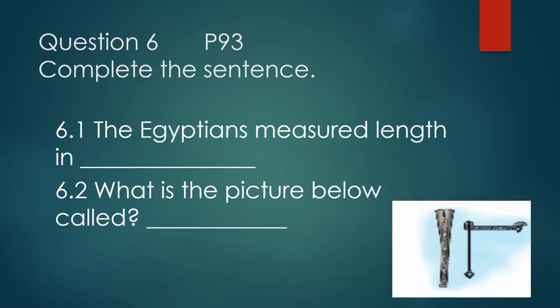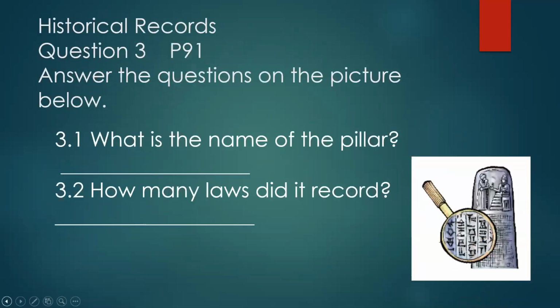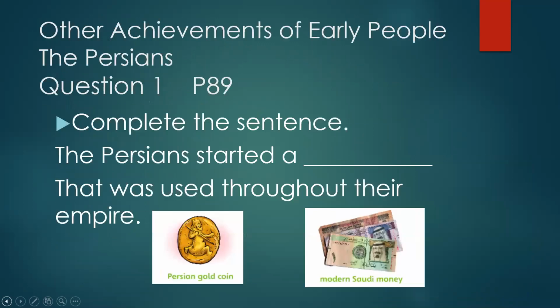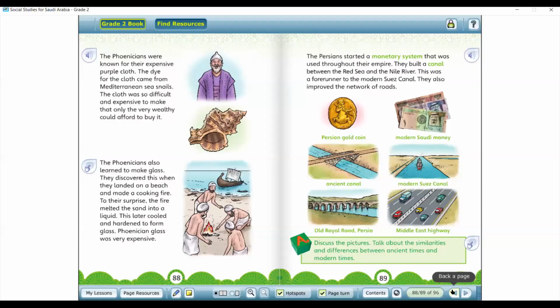And where will we start? Remember that our first question was on page 89, and we will work our way to question 7, where we need page 93 in our student book. So going to our student books on page 89, we will start reading here.